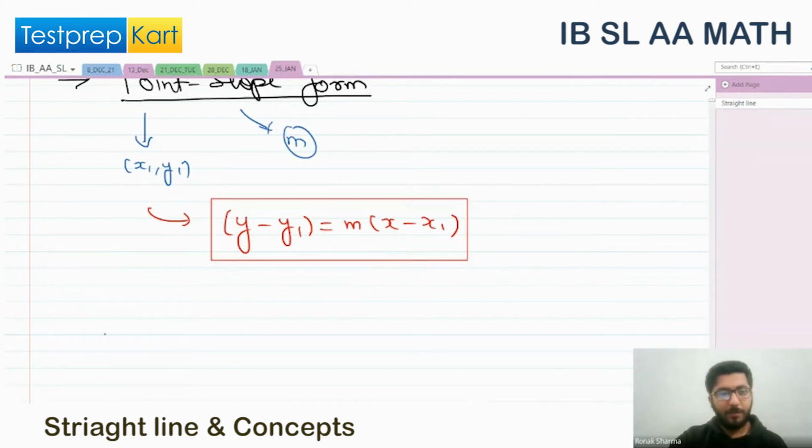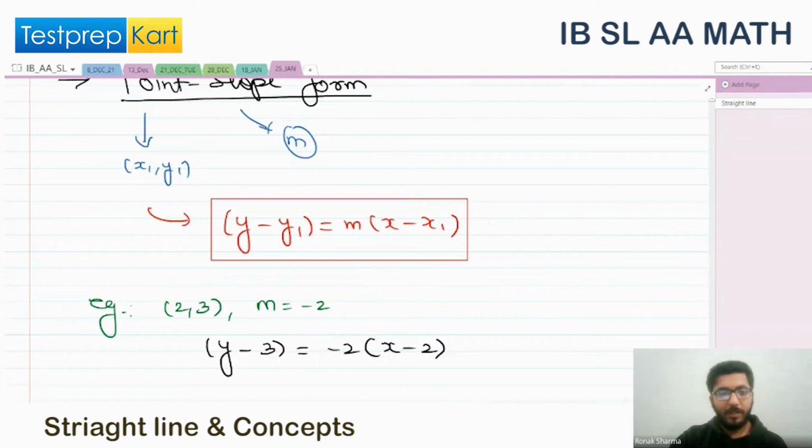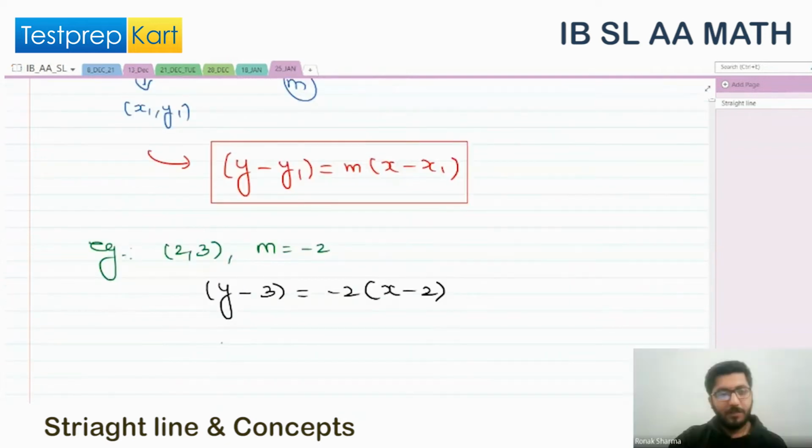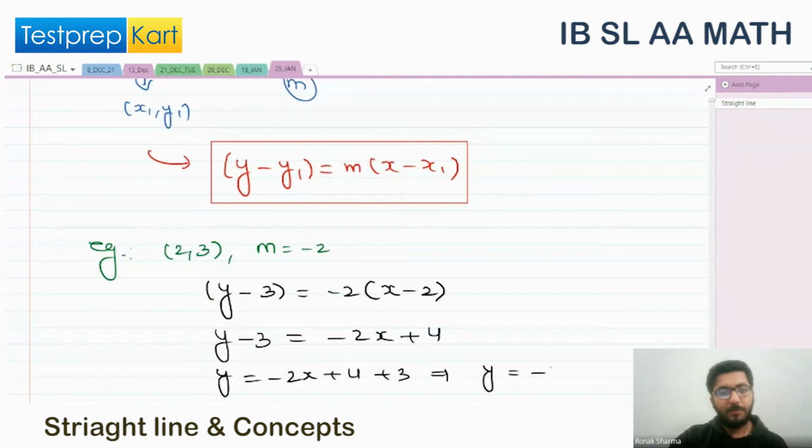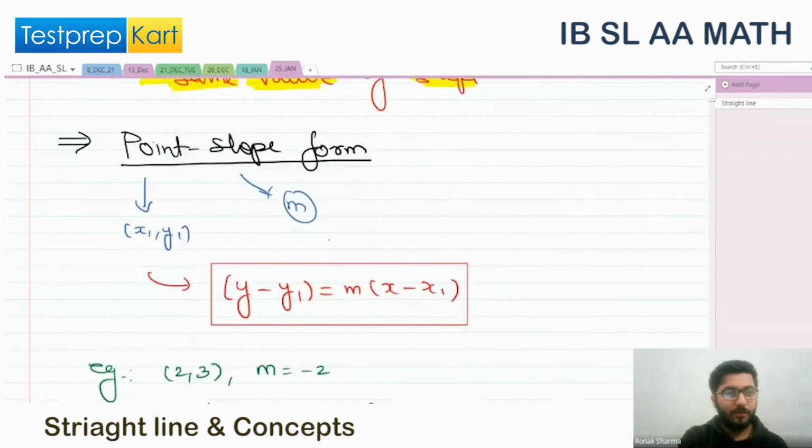I'll explain you first. Let's say 2 comma 3 is the point and m is minus 2. Then the equation of line will be: y minus y coordinate, that is 3, equals slope, that is minus 2, times x minus x coordinate, that is 2. Got it? Now simplify: y minus 3 equals minus 2x plus 4. This minus 3 will come here and make it plus 3. So y equals minus 2x plus 7. This is your equation of line. Note it down fast.